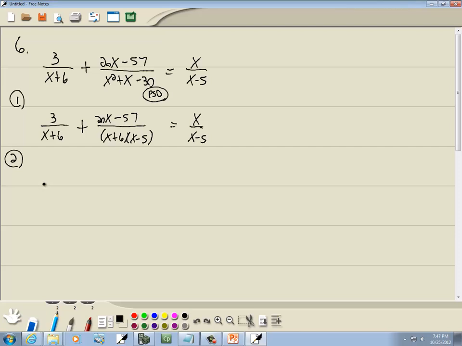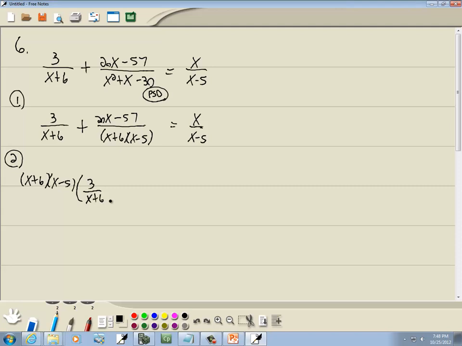Step 2, figure out our LCM and multiply everything by it. I'll go to my first factor, the x plus 6. And we're looking for the greatest number of x plus 6's in a single denominator. There's 1 here, none here. So the greatest number of x plus 6's in a single denominator is 1. Then I go to my next one, the x minus 5. And I'm looking for the greatest number of x minus 5's in a single denominator. There's none here, 1 here. So the greatest number of x minus 5's is 1. So that's our LCM, and that's what we multiply everything by.